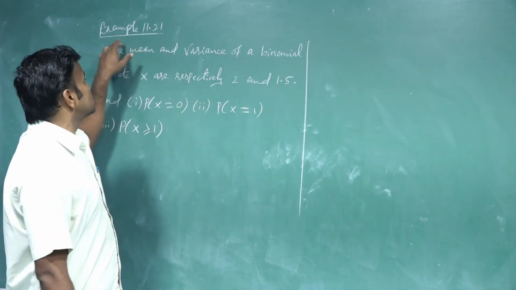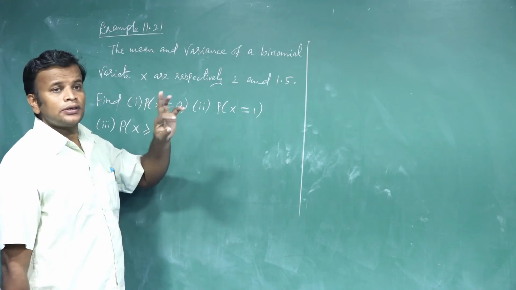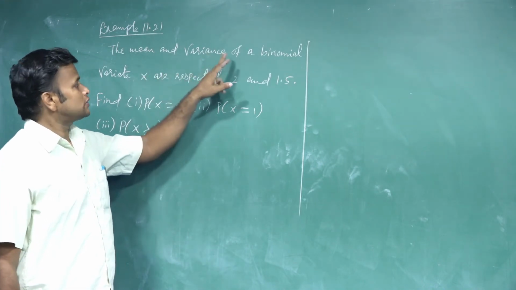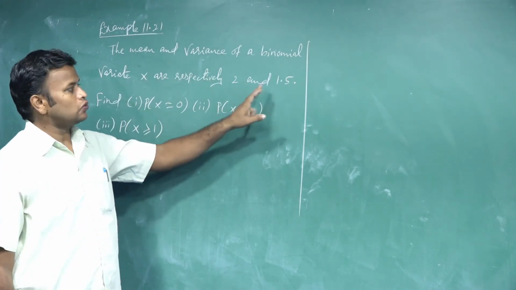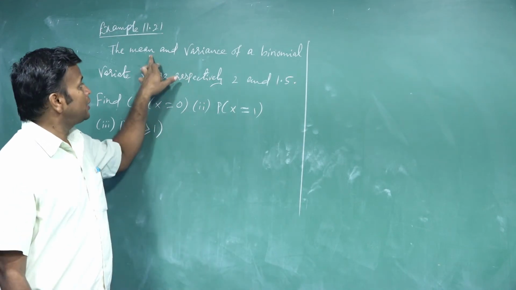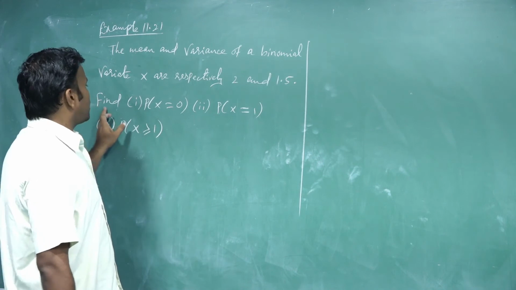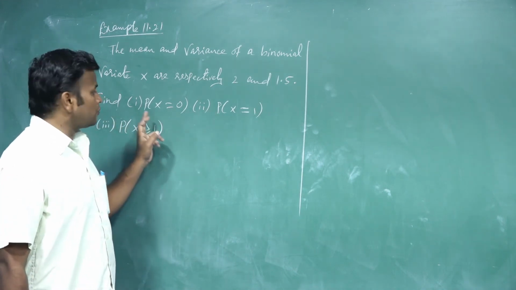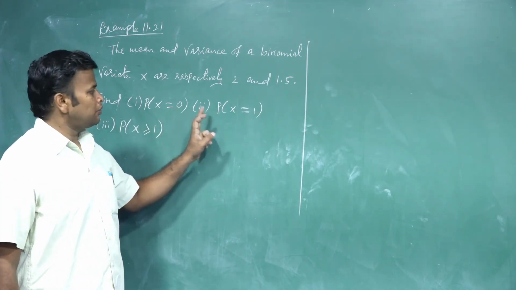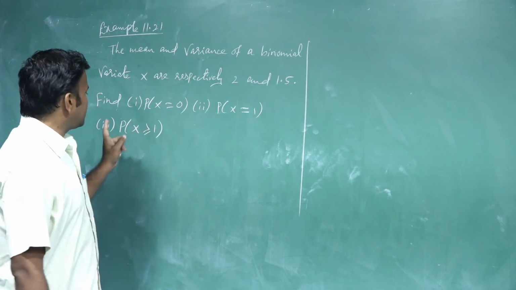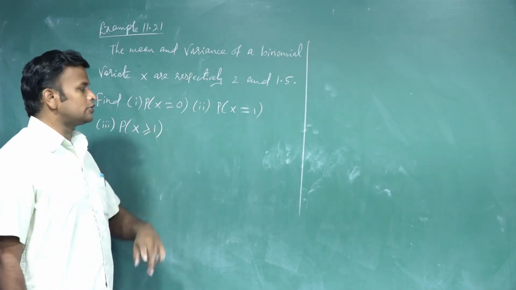The next question is, in example 11.21, the mean and variance of a binomial variate X are respectively 2 and 1.5. Here, mean and variance are given as 2 and 1.5. To find 3 probability values: P of X is equal to 0, P of X is equal to 1, and P of X is greater than or equal to 1.